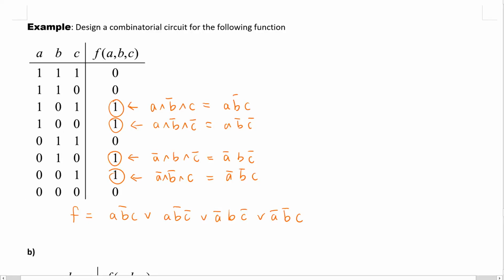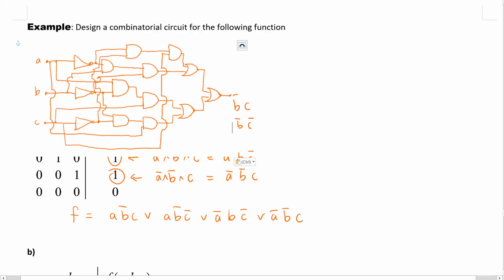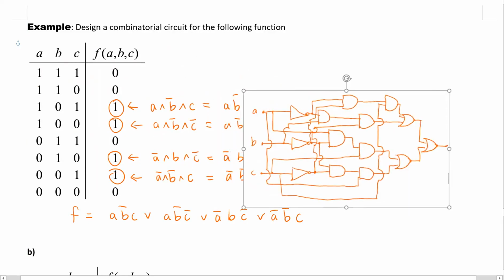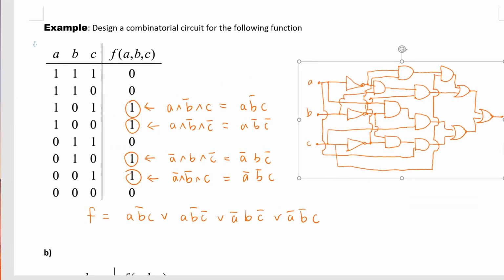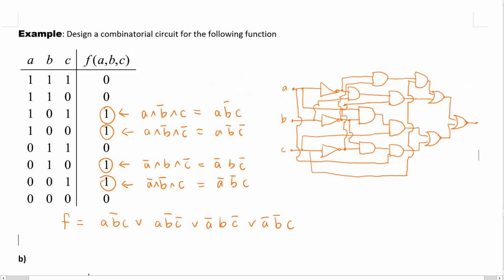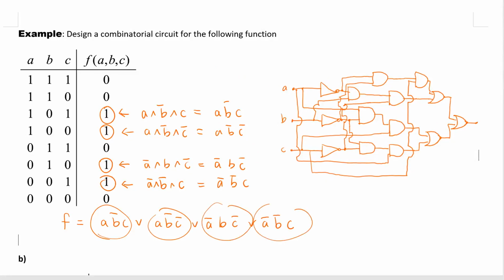It's actually quite complicated, and because of time I already made it here. You can see here we have three inputs A, B, C, and then for each of these mini terms we have a circuit there, and then you want to take the disjunctions, or OR, to connect them. Okay, so that is my picture.